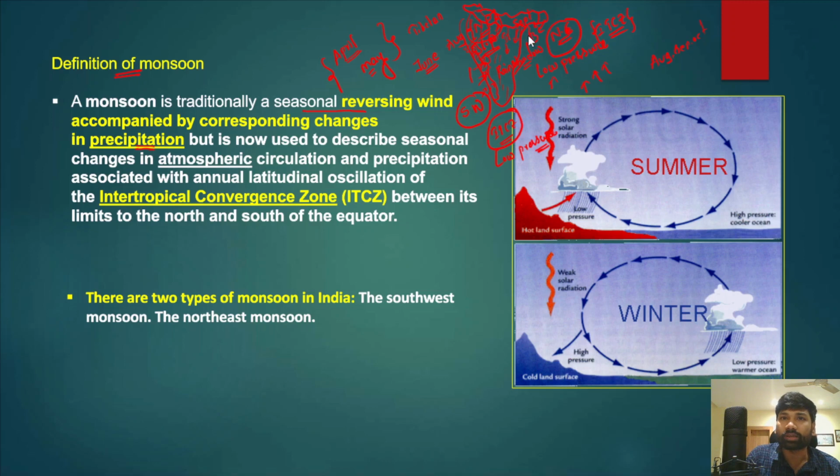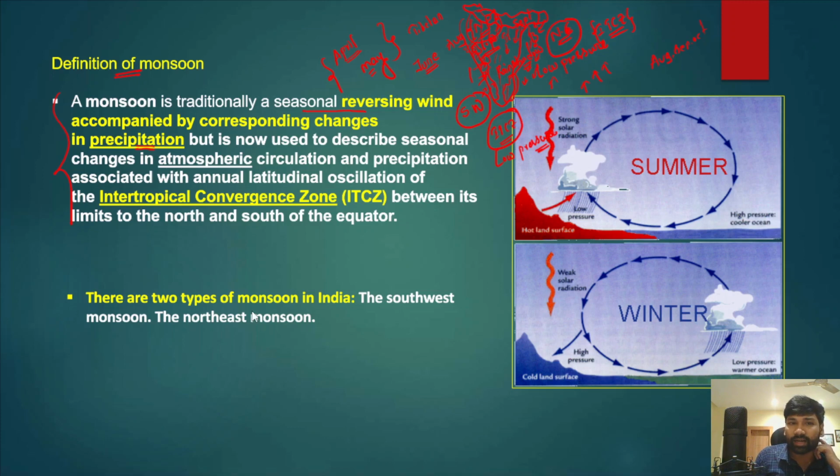And while they're moving towards the intertropical convergence zone, they carry certain humidity or certain water vapor from the Bay of Bengal, and that results in certain rainfall in the southern part of India. Okay, so this is how the Indian monsoon actually works.